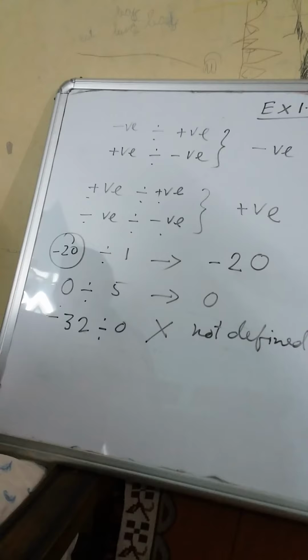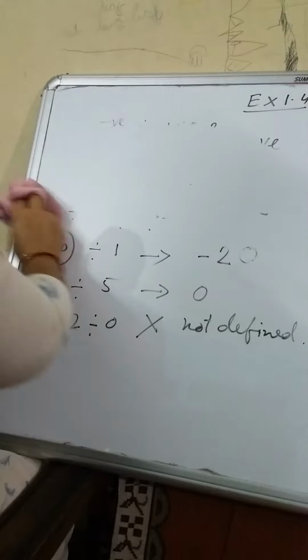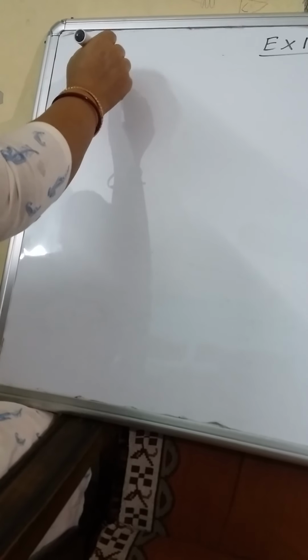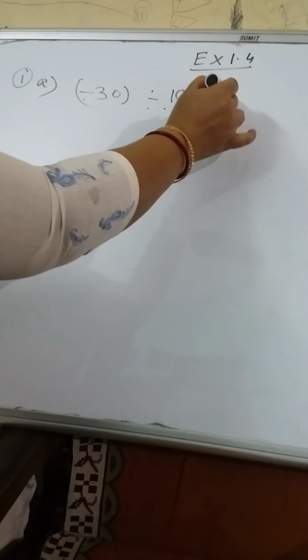Now we will start the exercise. First question is: evaluate each of the following. Some divisions of integers are given, and you have to find the result. First one, minus 30 divided by 10. One is negative and one is positive, so the result will be negative.